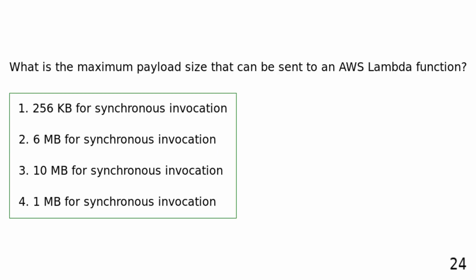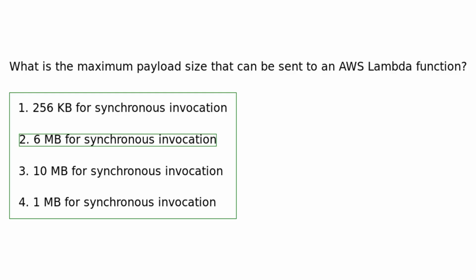What is the maximum payload size that can be sent to an AWS Lambda function? 256 kilobytes for synchronous invocation. 6 megabytes for synchronous invocation. 10 megabytes for synchronous invocation. 1 megabyte for synchronous invocation. The maximum payload size for a synchronous invocation of an AWS Lambda function is 6 megabytes.